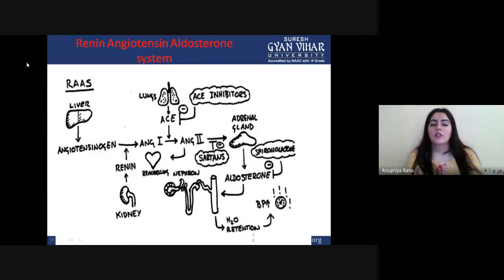Renin is the intermediate position between the angiotensin and the aldosterone. One stimulates the process to come out from the kidney, and the second one works as a negative feedback mechanism for their production.